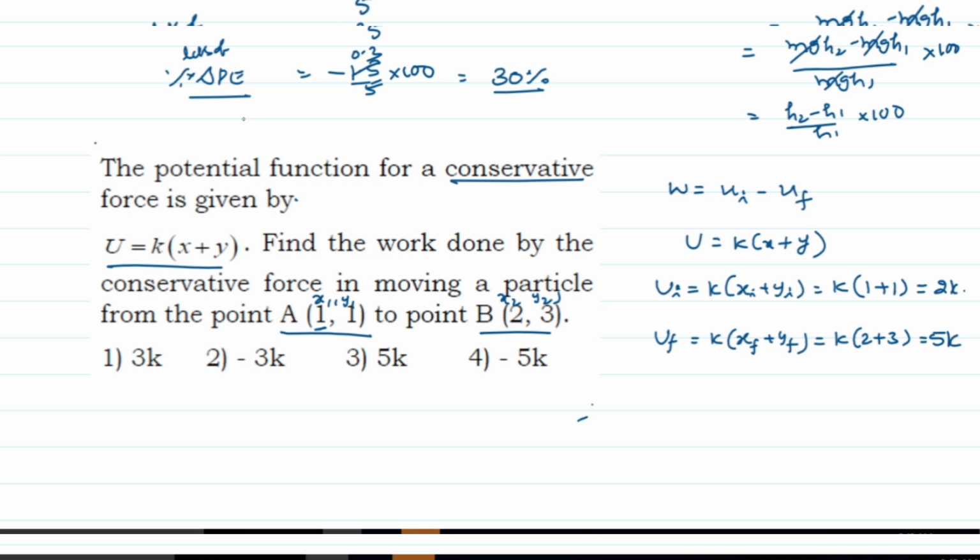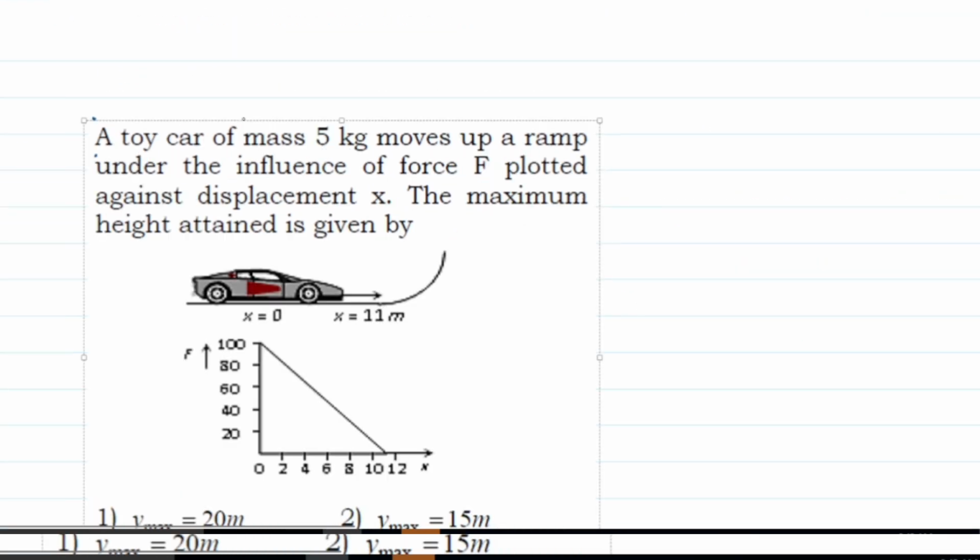So the work done by the conservative forces is nothing but U initial minus U final. U initial value is 2k minus the final value 5k, which is nothing but minus 3k. So this is the correct answer. Let us see the next question, students.